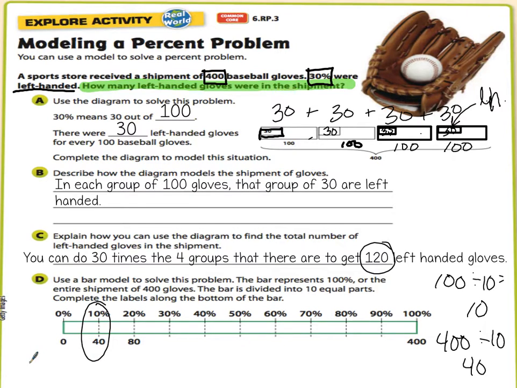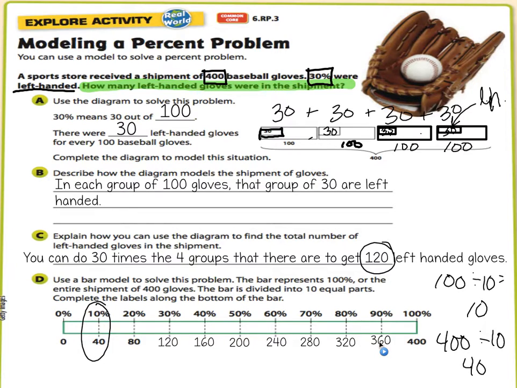So 20% would be 80, 30% would be 120, and 40% would be 160 because I continue to add 40 as I go. 50% would be 200, and then 60% would be 240, 70% would be 280, and 80% would be 320, and 90% would be 360, and of course 100% would be 400.